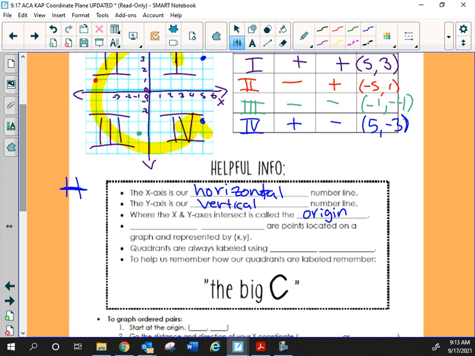Okay? This is the blank: points located on the graph and represented by the x, comma, y. This is called ordered pairs. Ordered pairs. Miss Lionel called it another name too. Coordinates. Okay. Coordinates, ordered pairs, same thing. Quadrants are always labeled using Roman numerals. And to help us remember how our quadrants are labeled, remember what was that class?